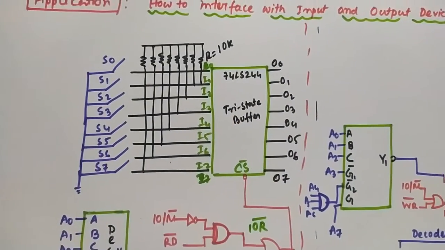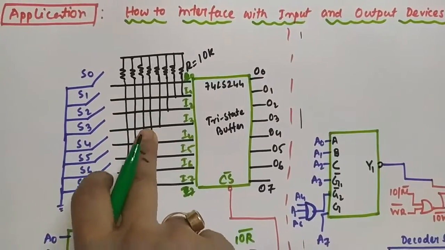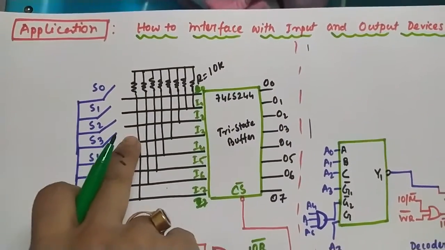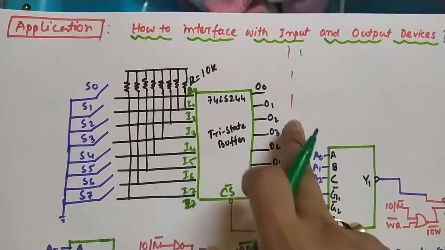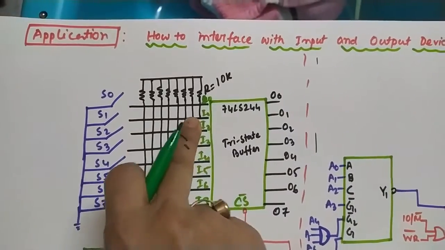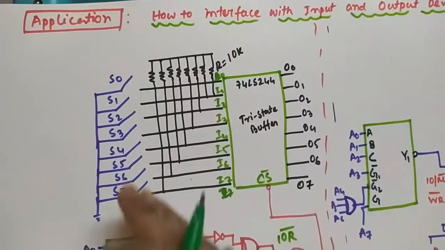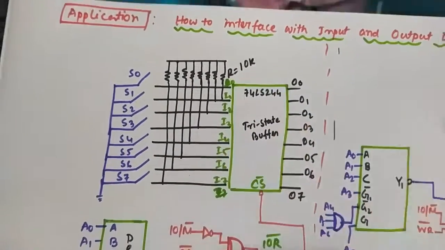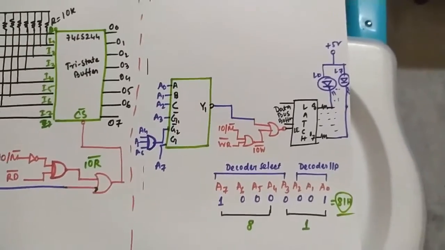according to the given questions, what switch is connected here, that means what path is going to be closed. Suppose I3 is closed, then O3 is activated. If I0 is closed, then O0 is activated. Like this it happens. Okay, coming to the point, that is how the output device is selected here.